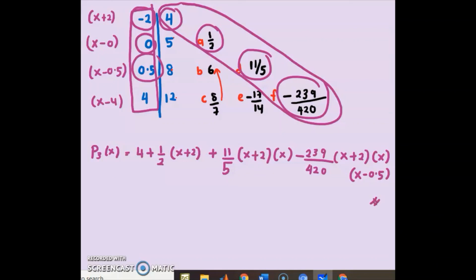Okay, so this is the polynomial P3 interpolating equation for the given set of data.